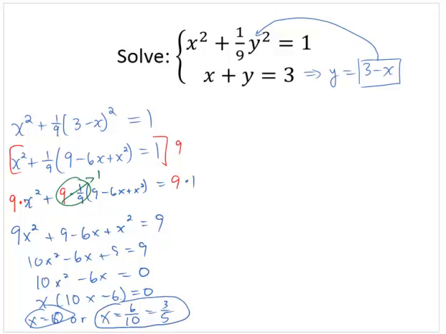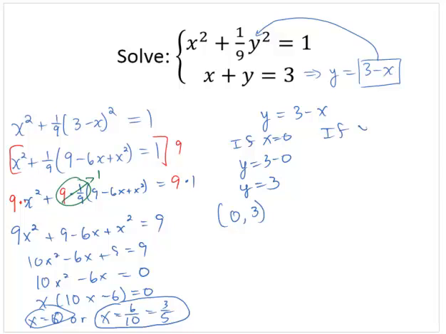But wait a second, we were solving a system of equations. So now we know that y is equal to 3 minus x. Alright, so if x equals 0, then y would equal 3 minus 0, and y would equal 3. So that gives us one ordered pair. That would be (0, 3).